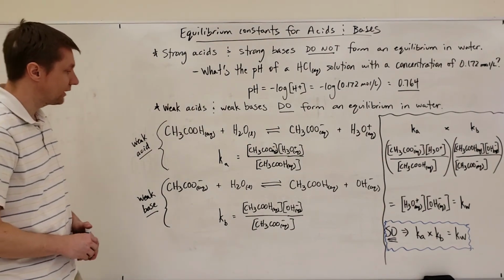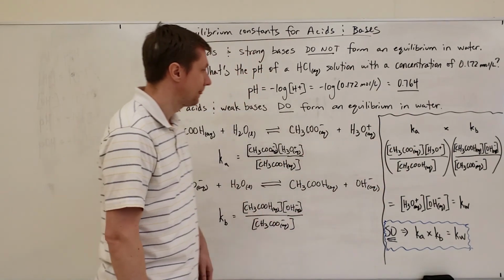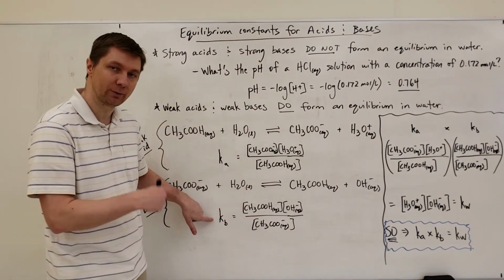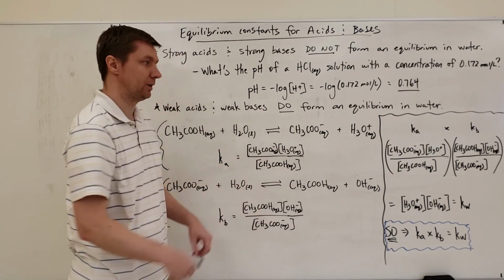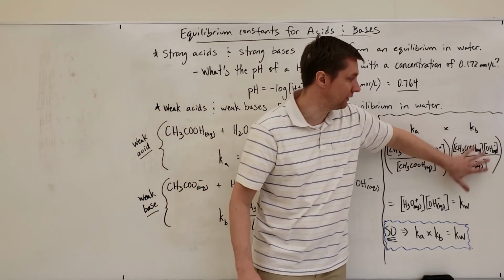And so what I can do now is I can take, if you look over here on this little spot right here, if I take this Ka value and I multiply it with this Kb value, just take these expressions and multiply them together. You can see that I've done that. Here's the Ka multiplied by the Kb.